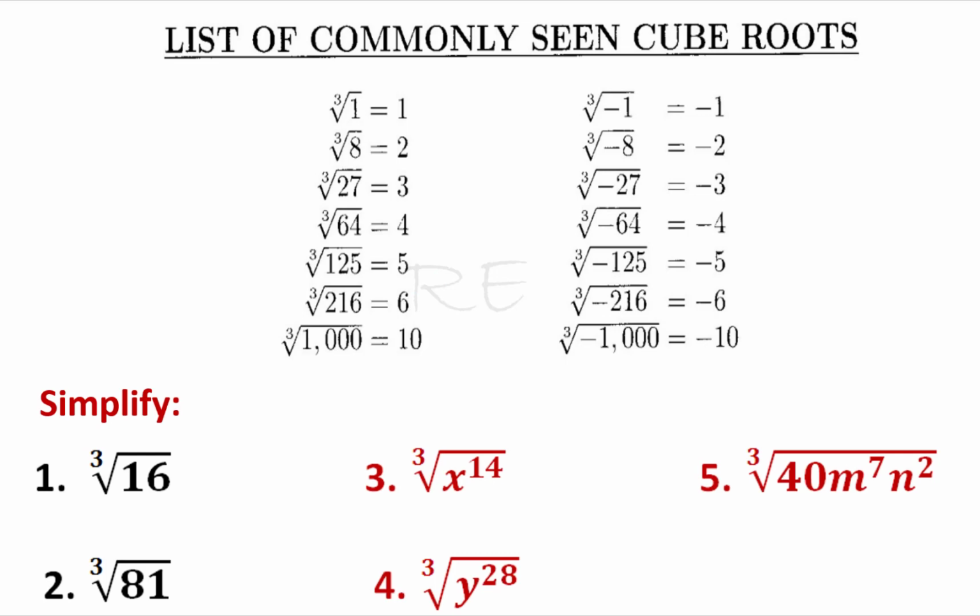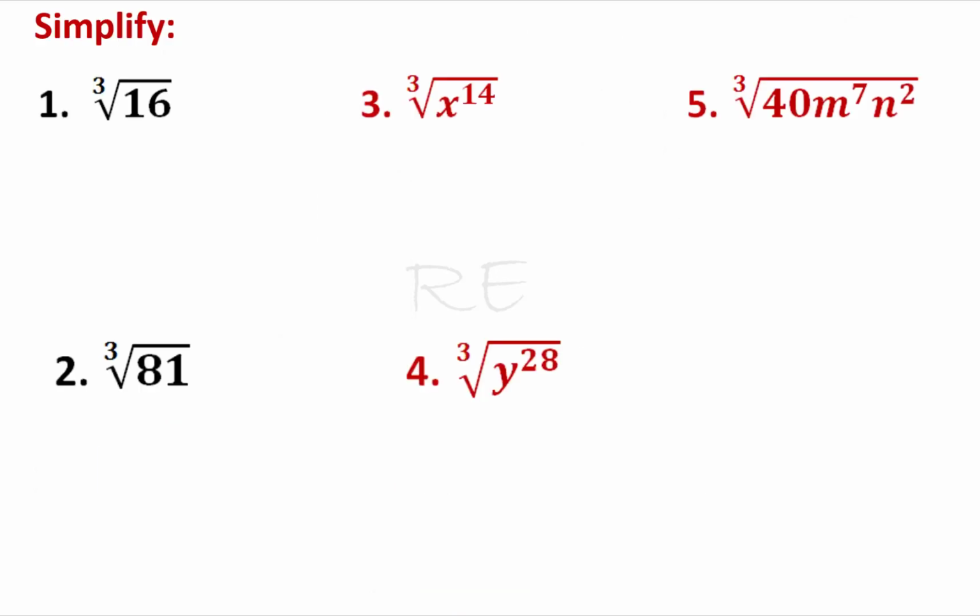Here's a list of commonly seen cube roots that may help you to solve the following problems. The first one, we need to simplify cube root of 16. Now, the perfect cube that's a factor of 16 is 8. So cube root of 16 is cube root of 8 times cube root of 2. Cube root of 8 is equal to 2. So our answer is 2 cube root of 2.